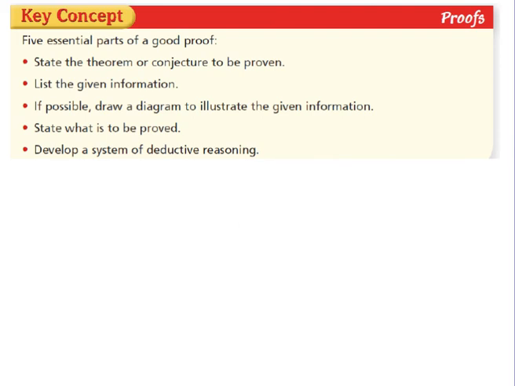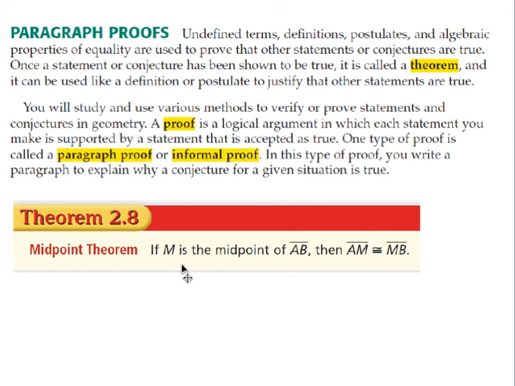In other words, I'll give you an example. Through deductive reasoning, I can say that since M is a midpoint of AB, then I can deduce that segment AM is congruent to segment MB. That's what that means in a nutshell.